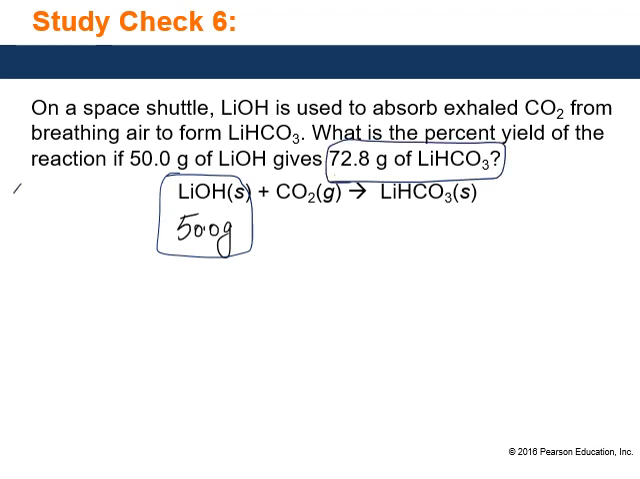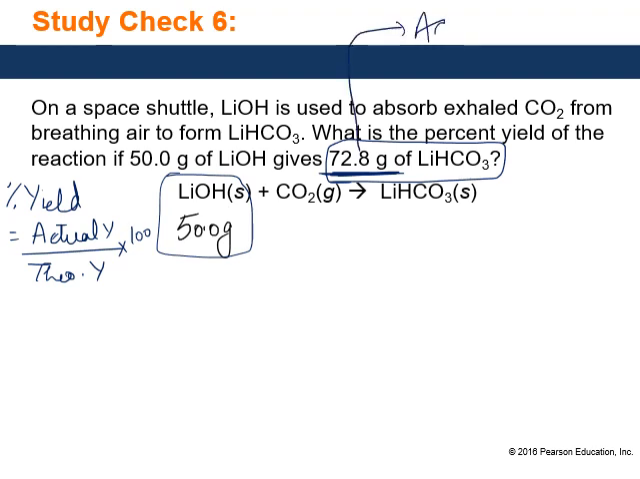Now remember, what is percent yield? Percent yield is actual yield over theoretical yield times 100. Actual yield is how much was actually made when the experiment was done. So the question tells you that 72.8 grams was made when you started with 50 grams of this, which means this is my actual yield. What is missing is the theoretical yield. So we'll have to first figure out the theoretical yield, plug it into this formula, and then you can solve for percent yield.